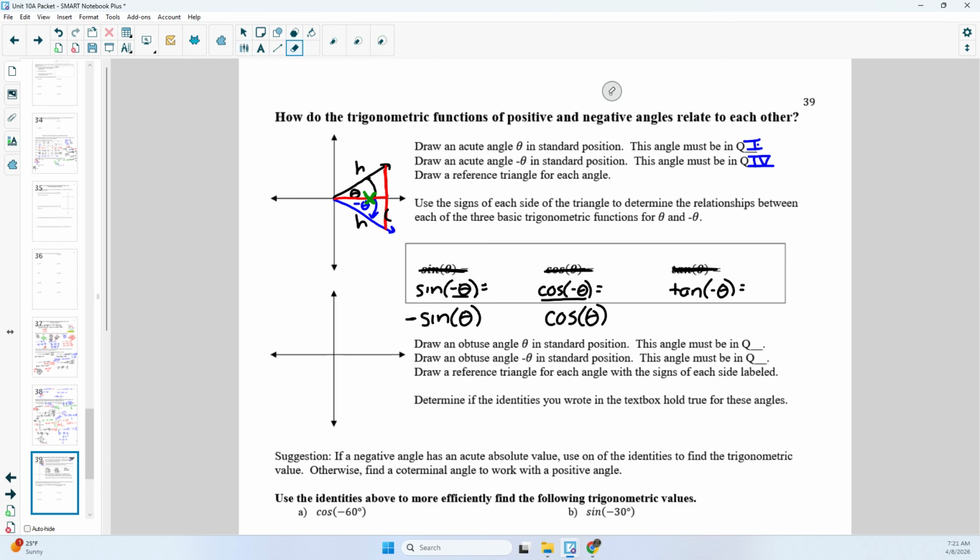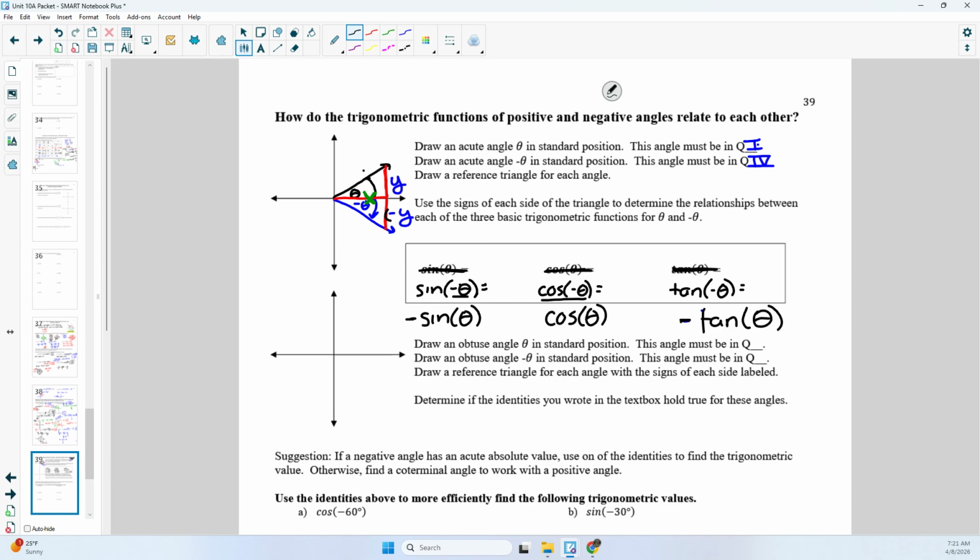For tangent, I need to get rid of the 2 hypotenuses and go back to labeling the y and the negative y. For the negative angle, I have negative y over x, and for the positive angle, I have positive y over x. So same as sine, the tangent of a negative angle is the same as the negative tangent of the positive angle.